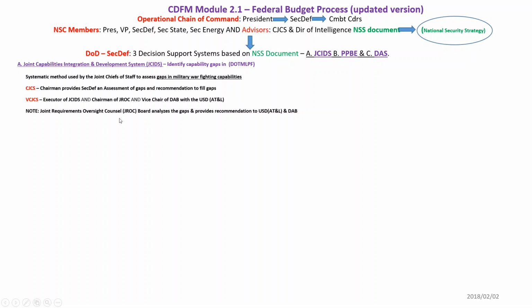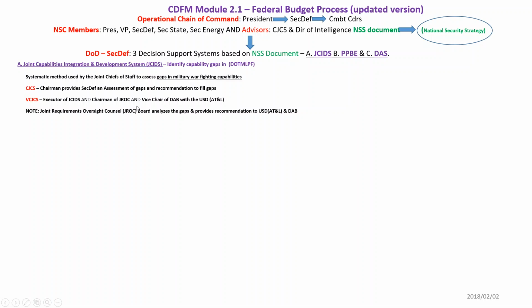So the council here is the one that's actually looking at the DOTMLPF I discussed up here. But the actual person in charge of JCIDS is the Vice Chairman of the Joint Chiefs of Staff. Hopefully I didn't confuse that too much. If you see my note next to the Vice Chairman here, he's the executor of JCIDS right here. He's the chairman of the Joint Requirements Oversight Council, and the JROC is the one that helps him do these analyses.